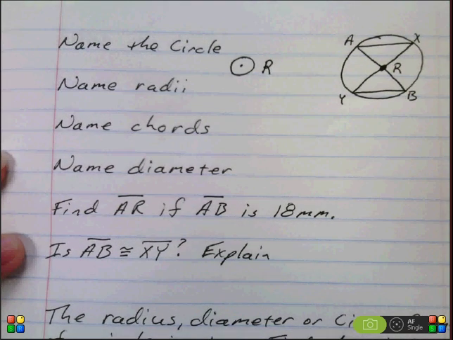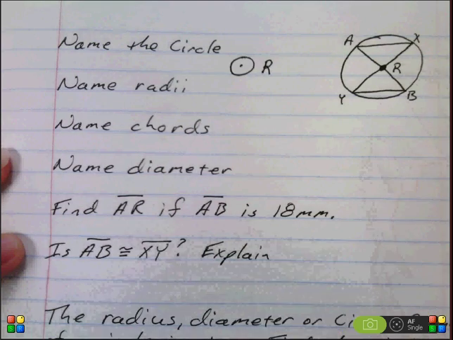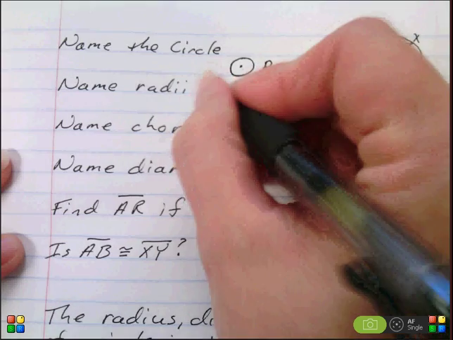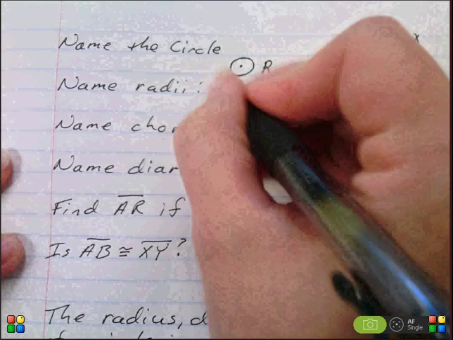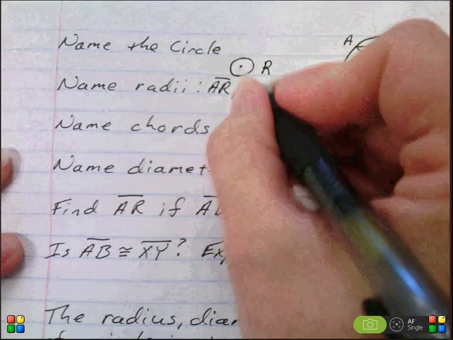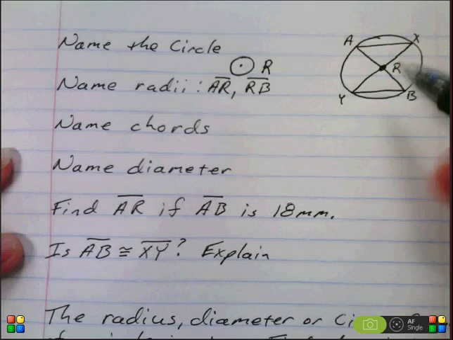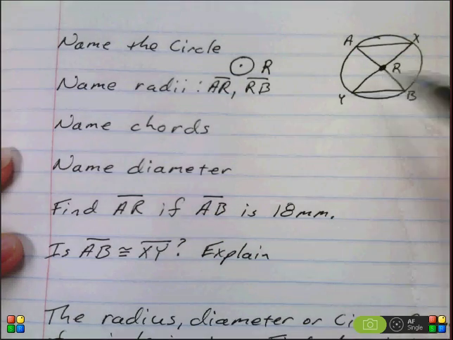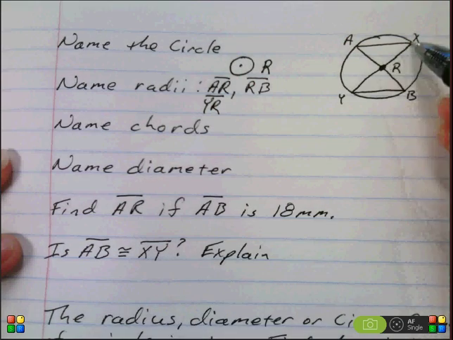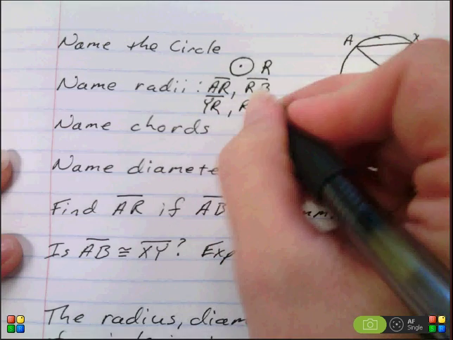Okay? And then we're going to name the radii. Name any of the radii on here. So we go from the outside to the center. So we have A to R, that would be one. From R to B would be another. From this side, we've got Y to R. And then on across is R to X.